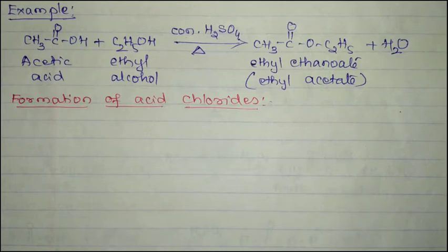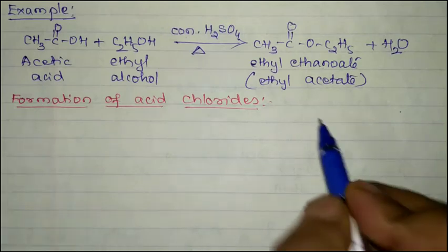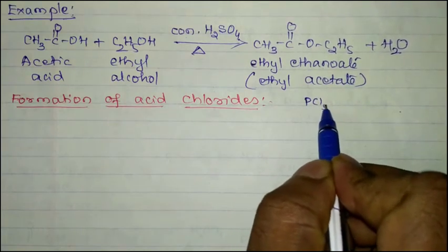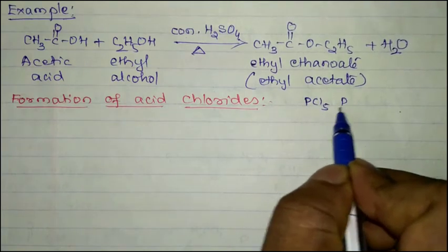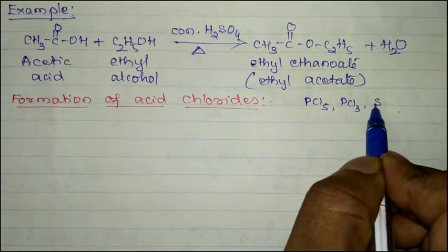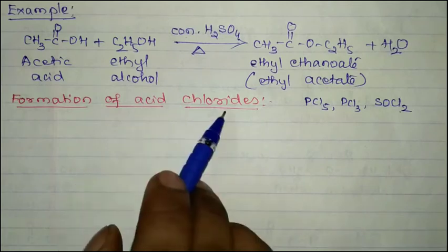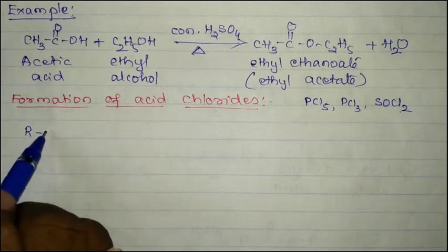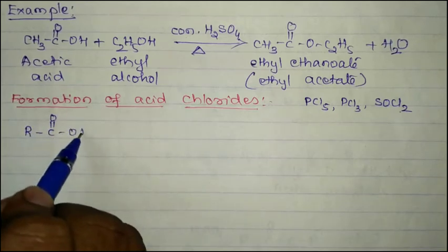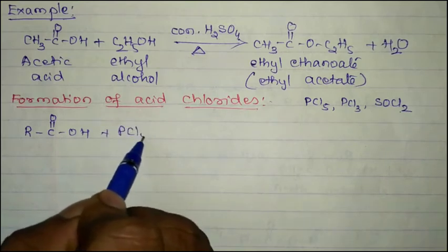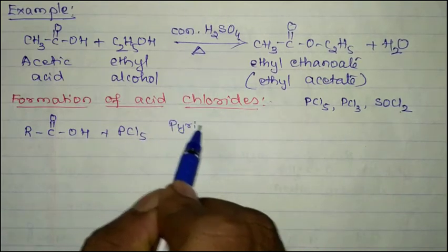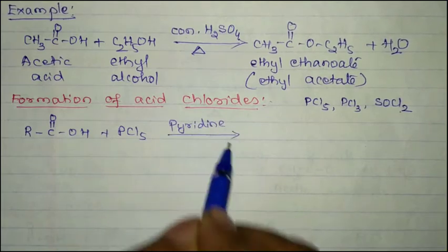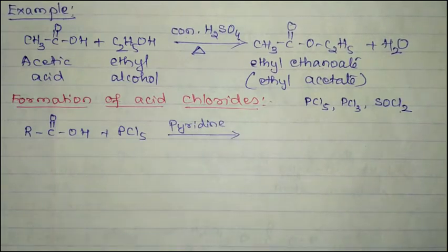Next reaction is formation of acid chlorides. Here, when carboxylic acids react with phosphorus pentachloride, phosphorus trichloride or thionyl chloride, you are going to get acid chlorides. Now we'll discuss the reactions one by one. Carboxylic acid, RCOOH, reacts with PCl5 in the presence of pyridine as a catalyst. You are going to get acid chlorides.